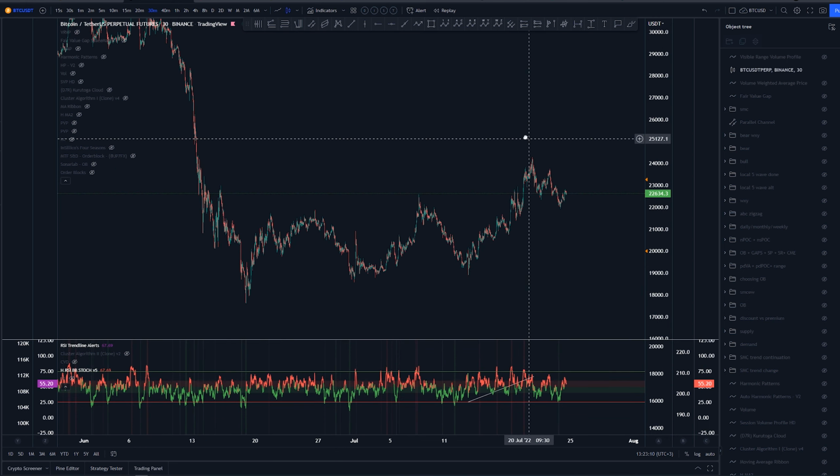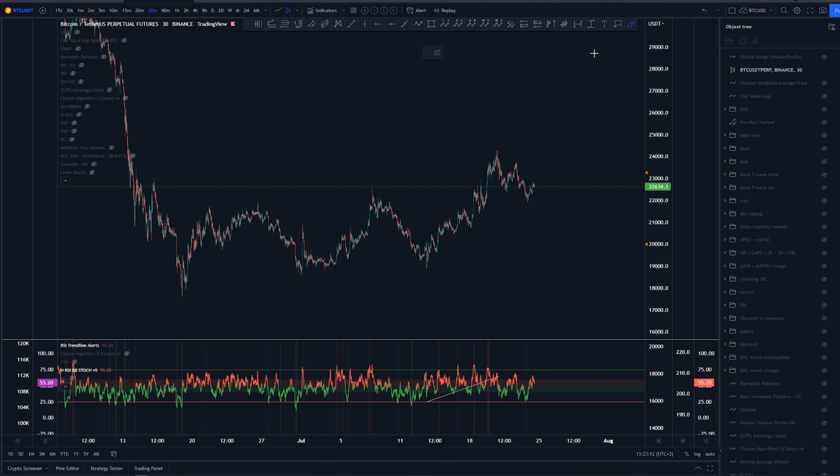Starting here on 30-minute time frame, and today we're just going to be focusing on this overall structure from the lows of 18th of June. In this structure we have a few different options, a couple of different bearish ones and one bullish one.